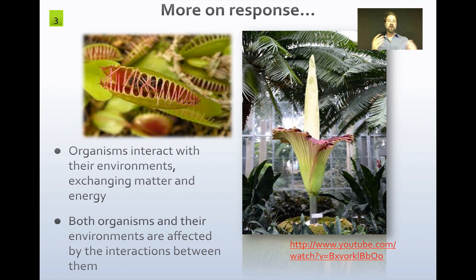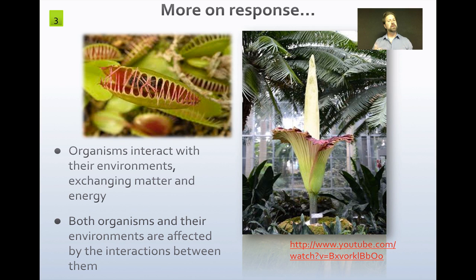But there is also matter being transferred. The pollen from this plant is being transferred to the flies, which may land on another flower, which will work to cross-pollinate that other flower. So there is an exchange going on between matter and energy by this particular flower by smelling like a corpse, and that's where it gets the common name corpse flower.